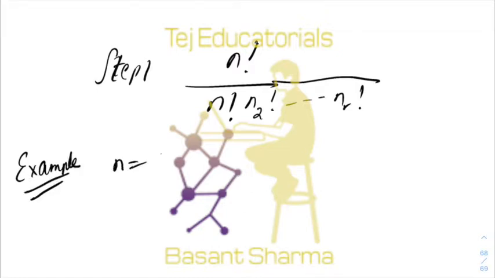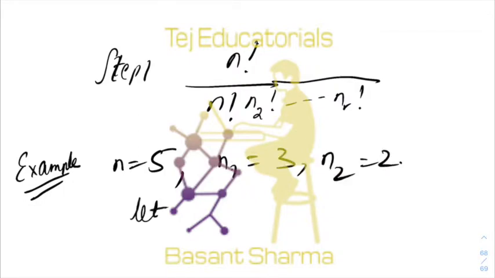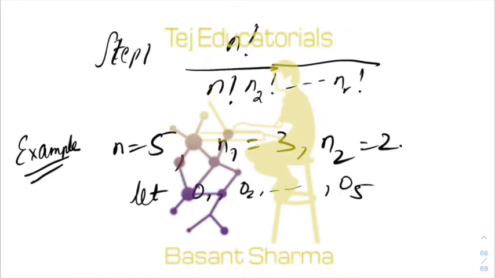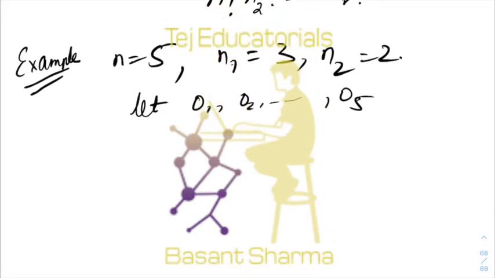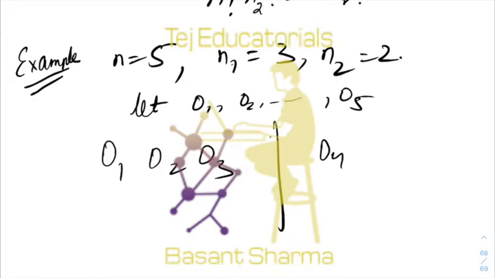Suppose I have 5 different objects. Suppose group 1 size is 3, group 2 size is 2. Let O1, O2 till O5 be the 5 different objects. Okay, so what we are doing is, corresponding to every arrangement, suppose one arrangement is O1, O2, O3, and we throw it at this partition, which divides it into 3 and 2 elements. So we have O4, O5.